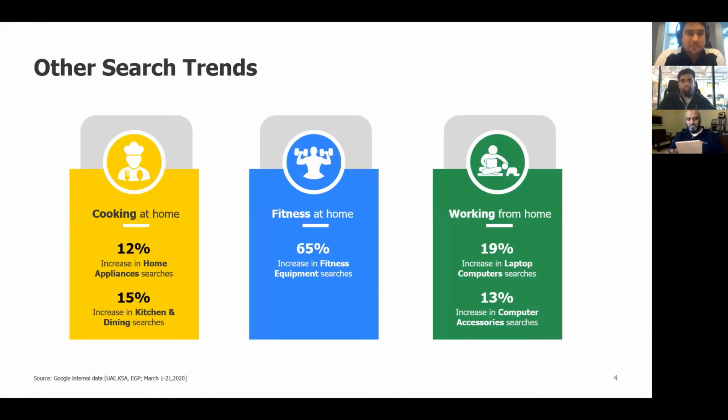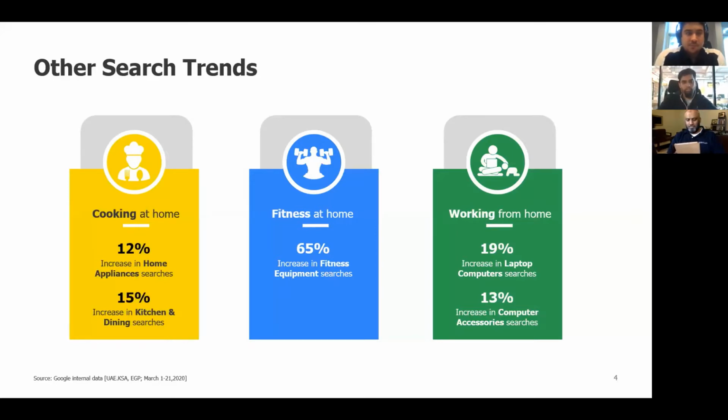All right. So, like I said, we'll run through quickly because this is connected to the previous one. This just tells you a little more in detail things which saw a bigger increase in terms of search trends. This is again Google internal data for UAE, Saudi, and Egypt put together.